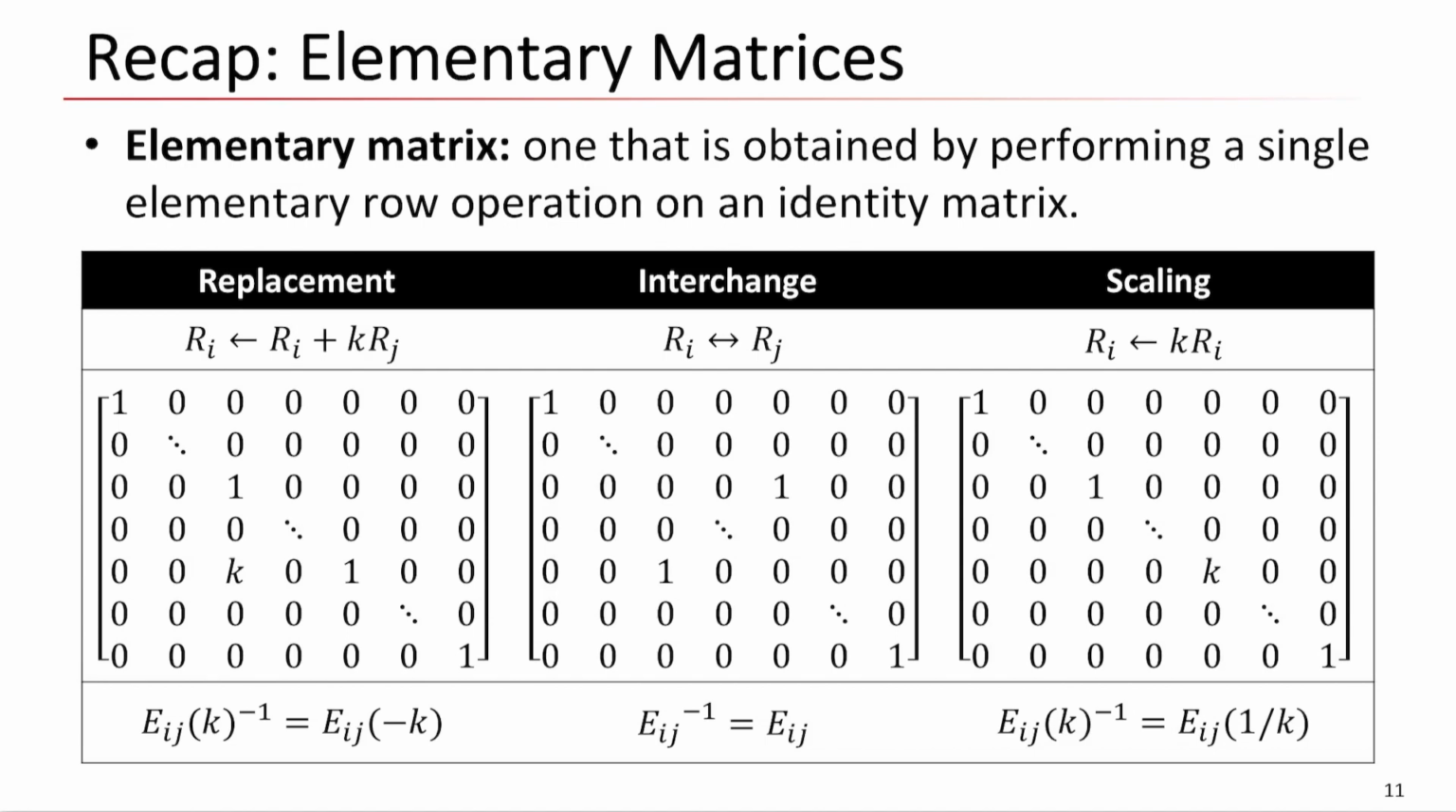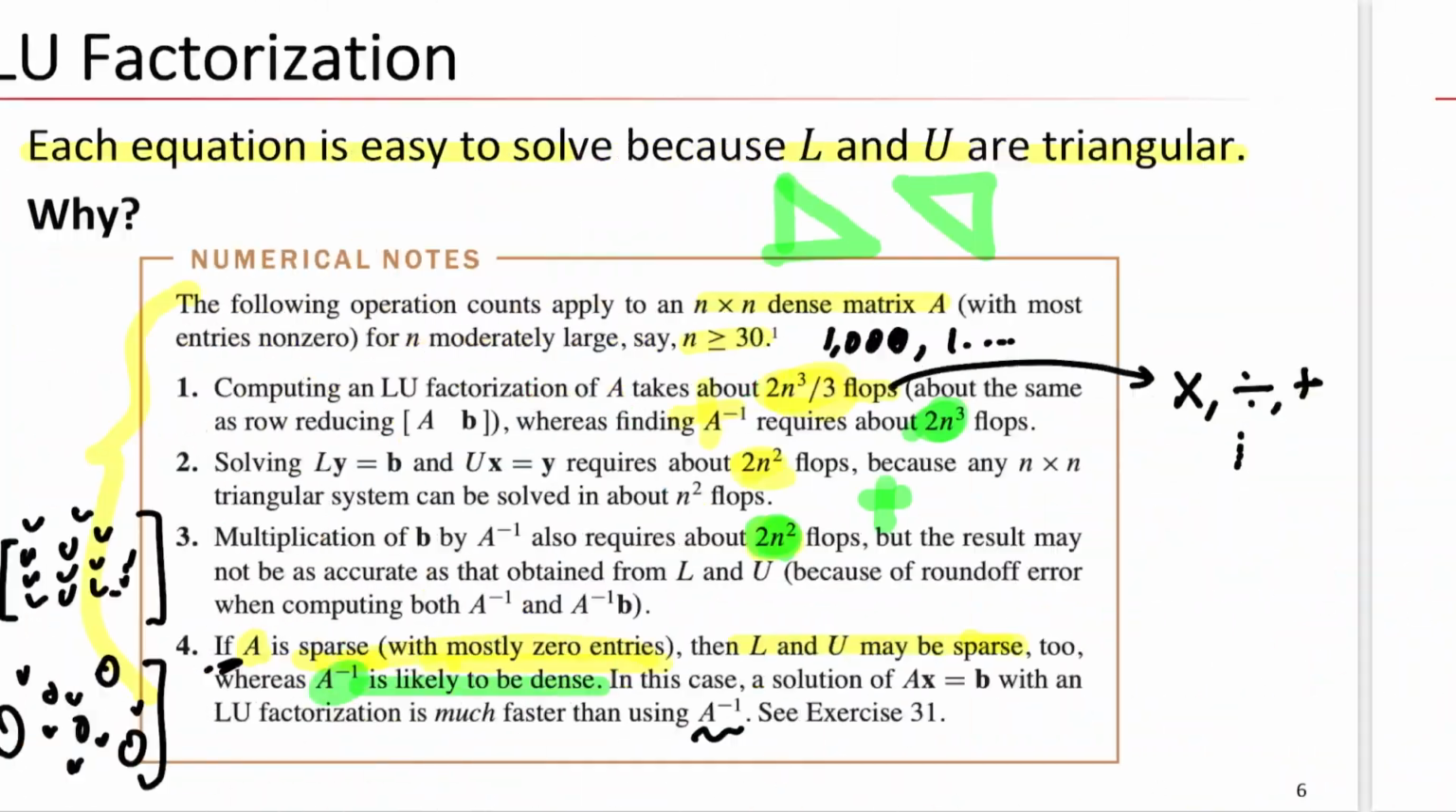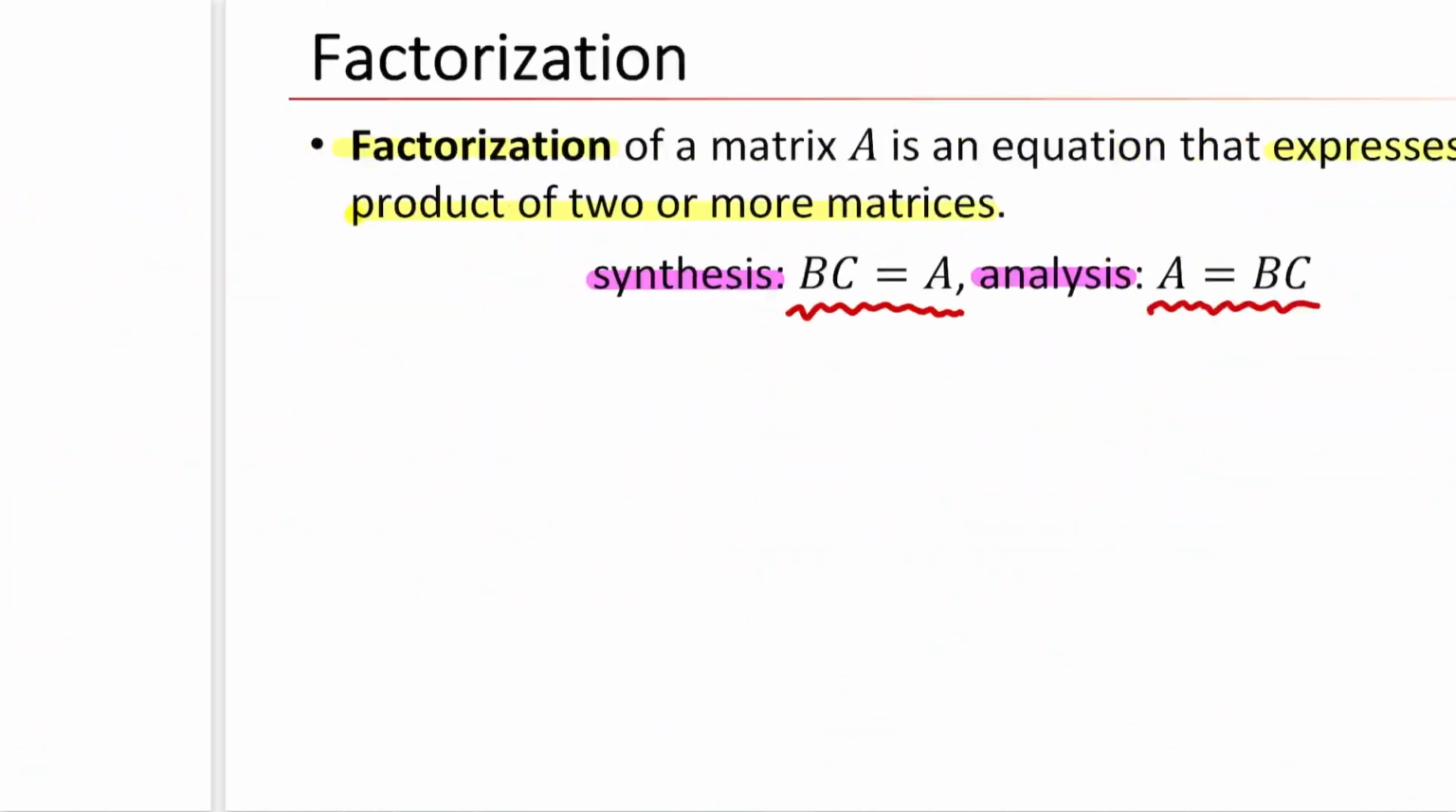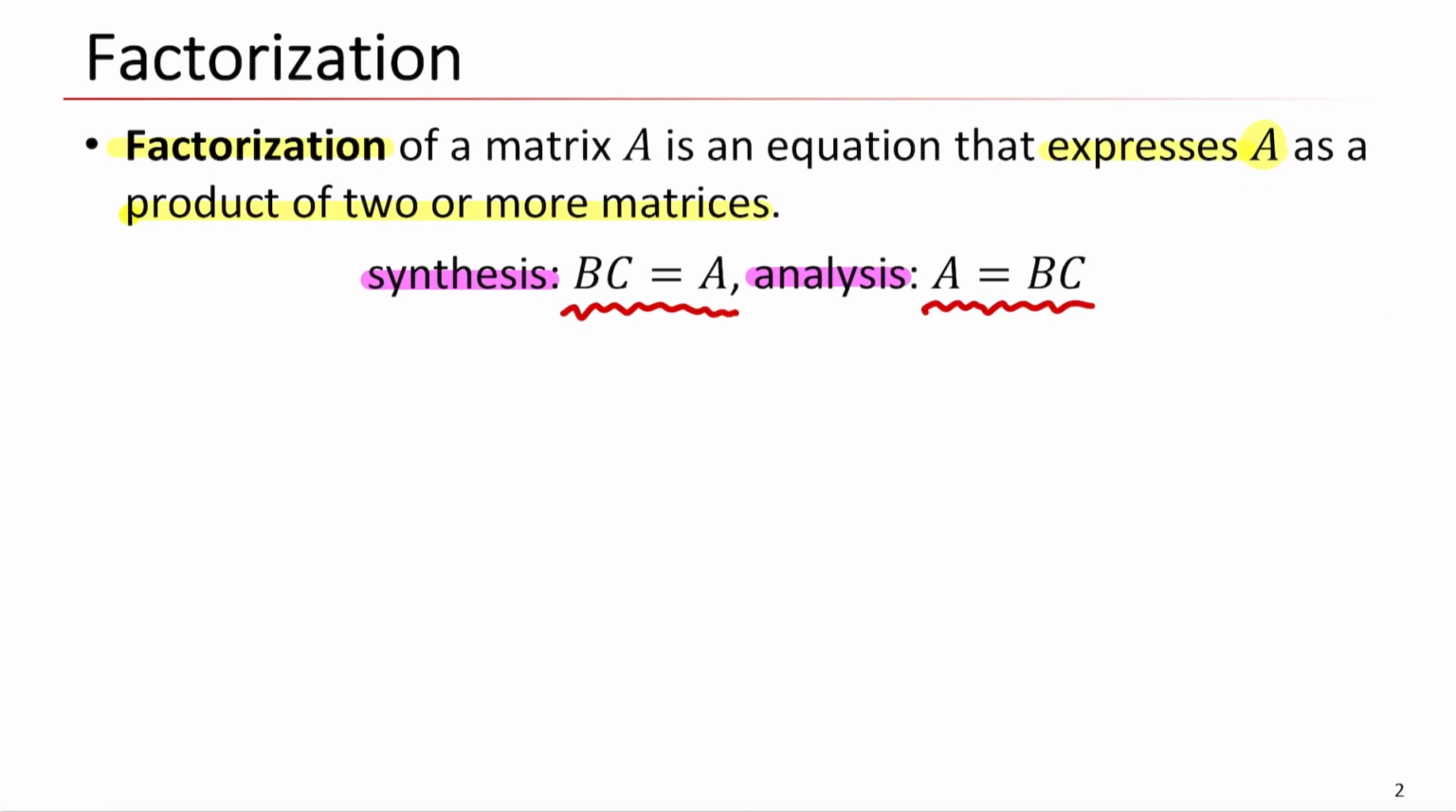Okay, let me start. On Monday, we were talking about the LU factorization, right? So let's recap. First of all, the matrix multiplication such that P times C is equal to A is a kind of synthesis, right? Those kinds of operations fuse the information from matrix P and matrix C. So this is called the synthesis procedure.